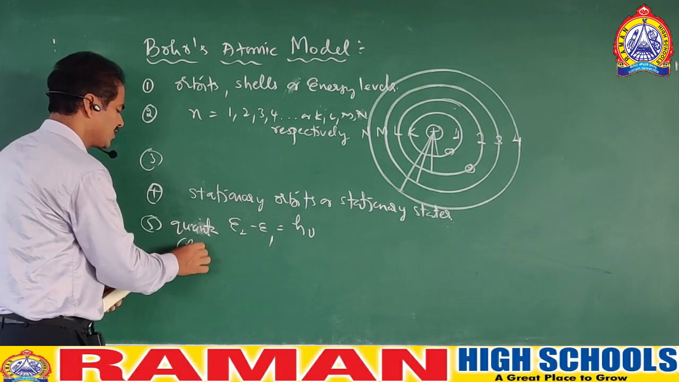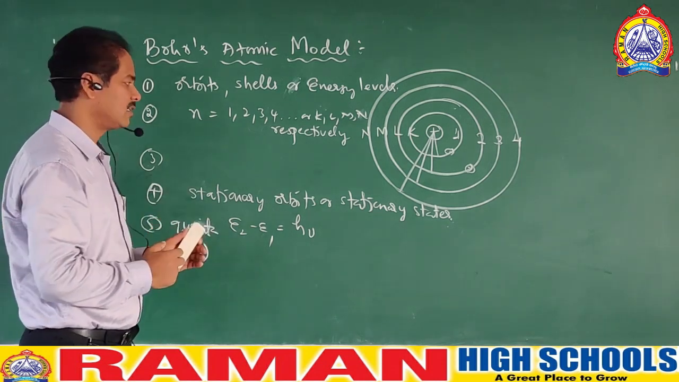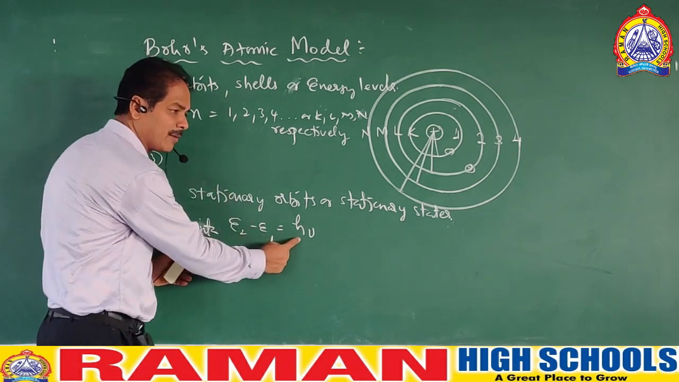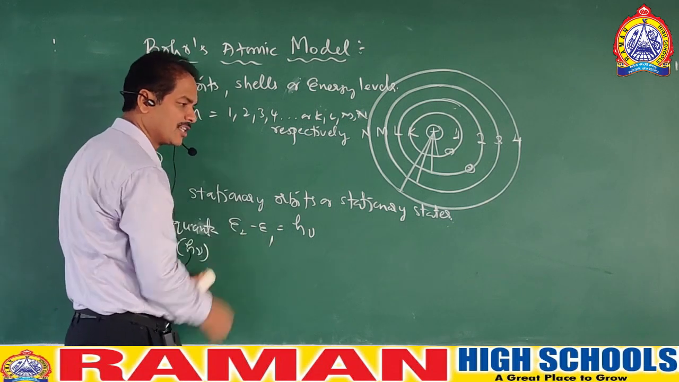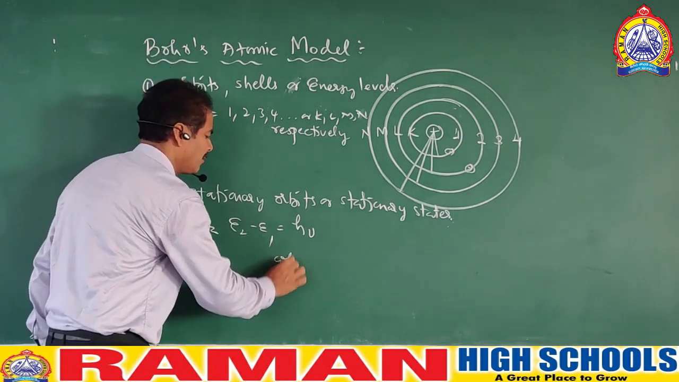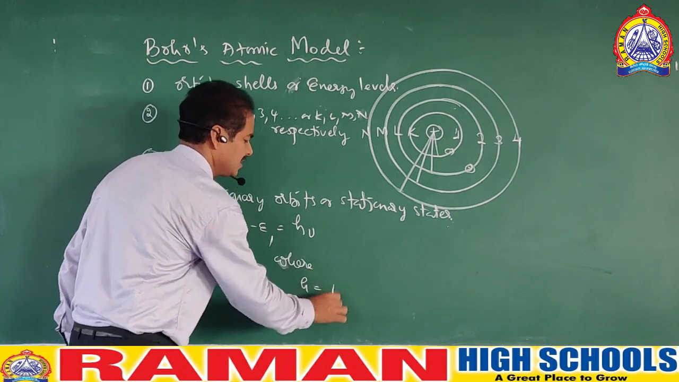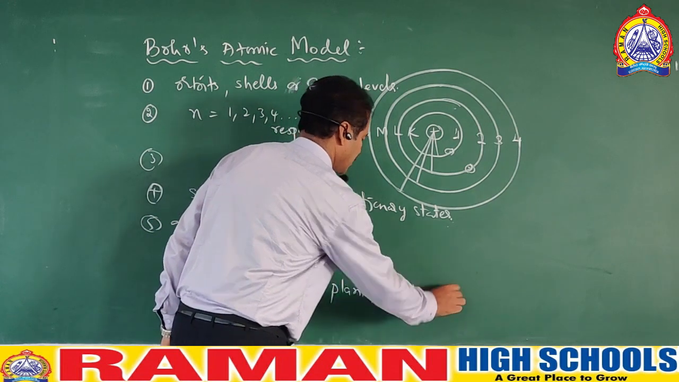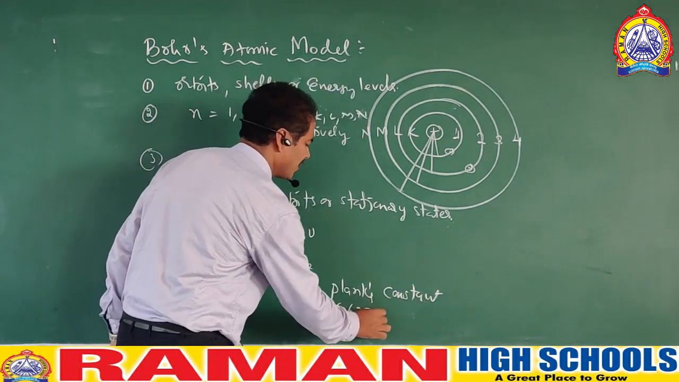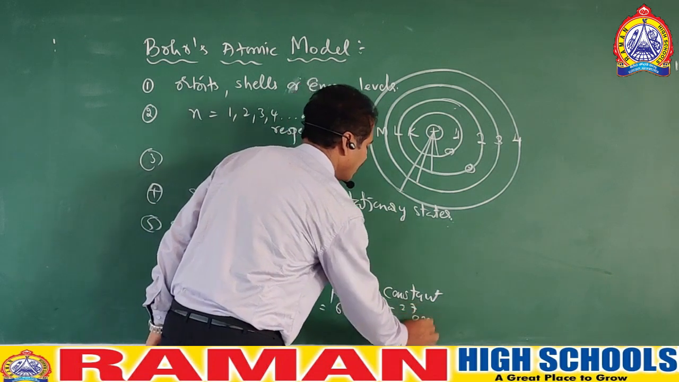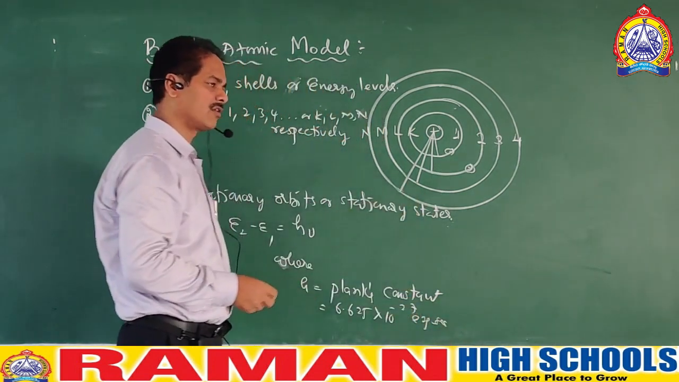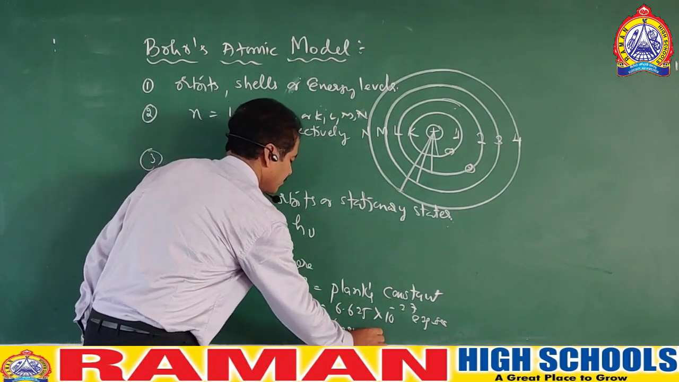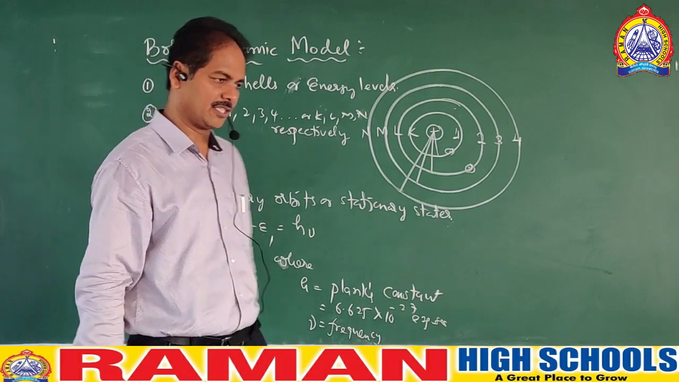And the quanta symbol is h. So the energy should be equal to the difference of those two orbits, and that should be in the form of quanta, that is E2 minus E1 is equal to h nu, where h is called Planck's constant. Its value is 6.625 into 10 power minus 27 erg-second or 6.625 into 10 power minus 34 joule-second, and nu is equal to frequency.